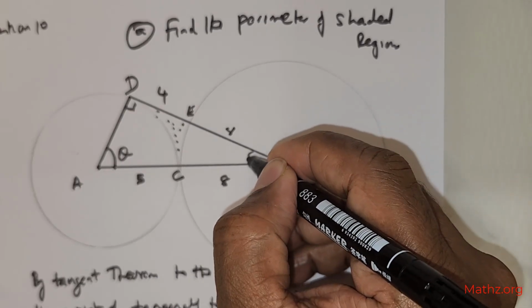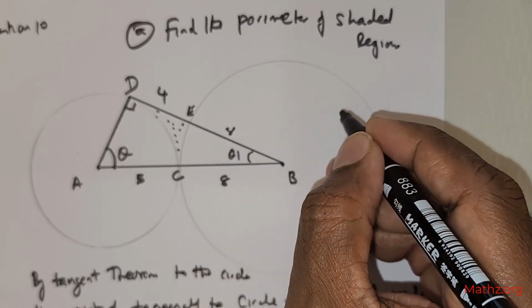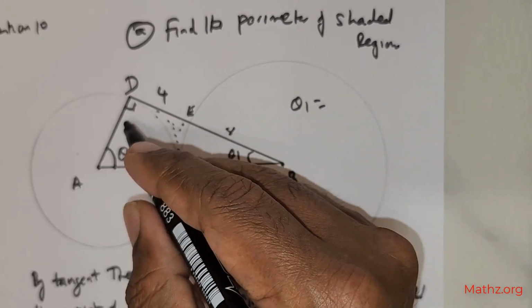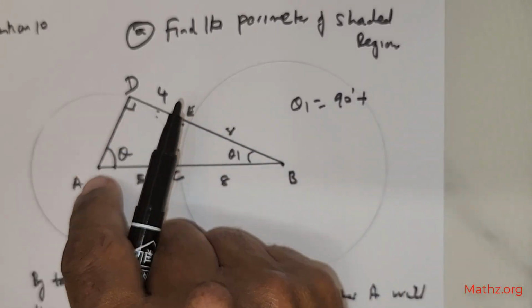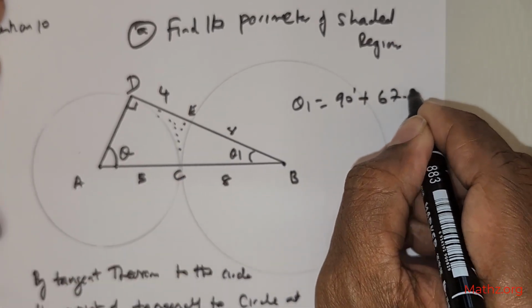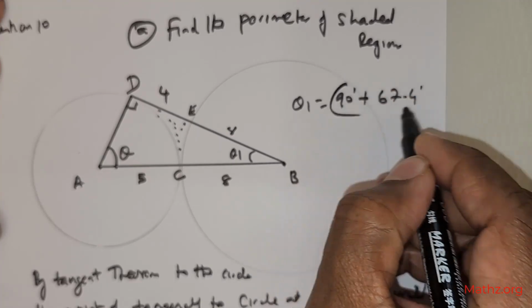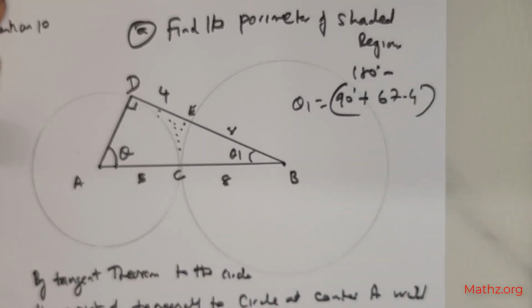So I need to get this angle here. If this is theta, I will take this as theta 1. So theta 1 is equal to the angle at D, that is 90 degrees, plus the angle at A, that is 67.4 degrees. All of this has to be taken out from 180 degrees. So you have to take that out.